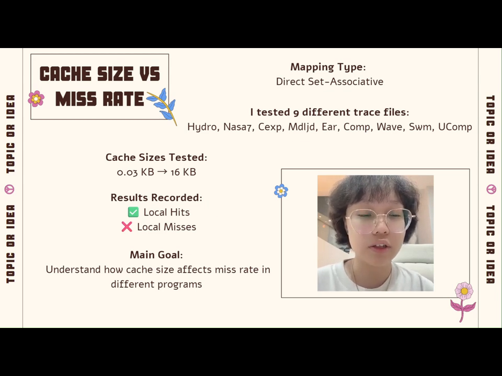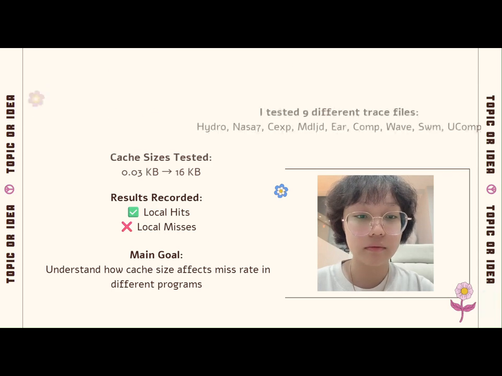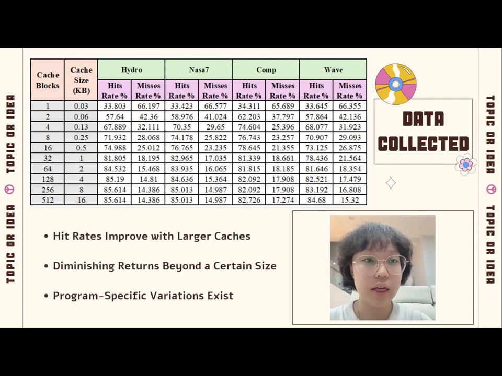In most cases, I saw that a larger cache gave fewer misses, but different programs show different patterns. Some needed a small cache to improve, and some needed a much larger one. This helped me understand how memory access works in different programs and how important cache size is for performance. Now, I will share the data I found.